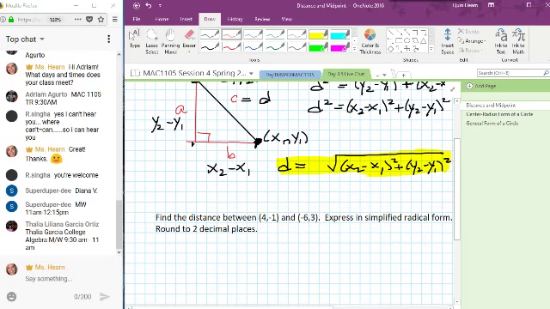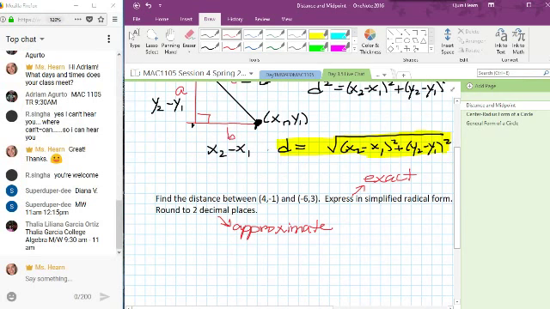Your exact answer is the radical. And when you round to 2 decimal places, this is really an approximation, because there are a lot of numbers you can't represent as a terminating decimal. All right, so in this case, what we want to do is plug into our distance formula. D equals the square root x2 minus x1 squared plus y2 minus y1 squared. We just have to decide which point we're going to let be our x1, y1, and which will be our x2, y2. It doesn't matter. It'll turn out the same either way.